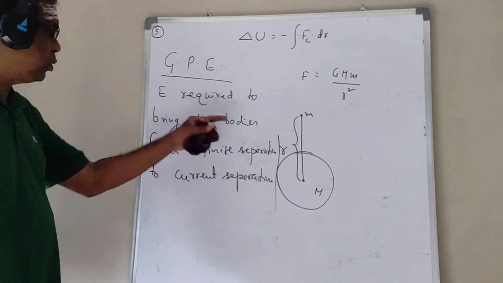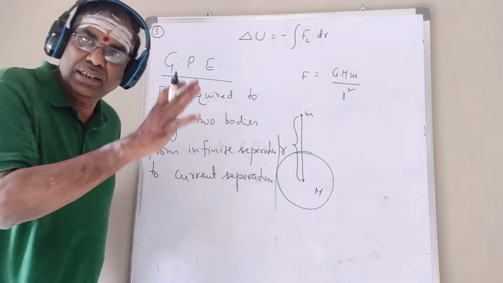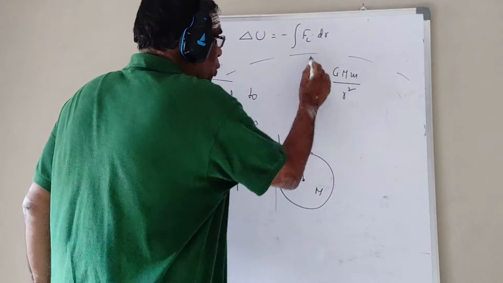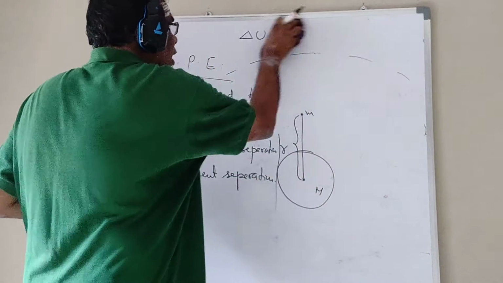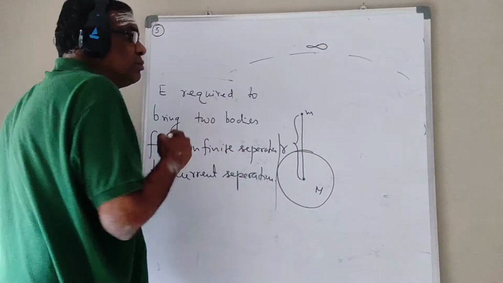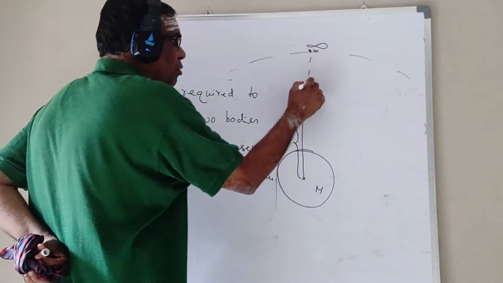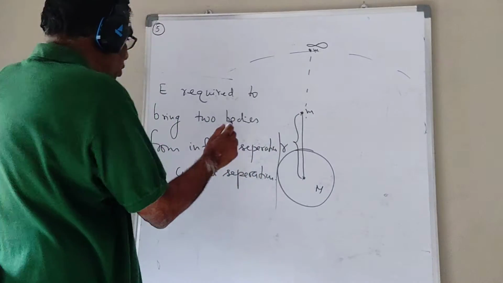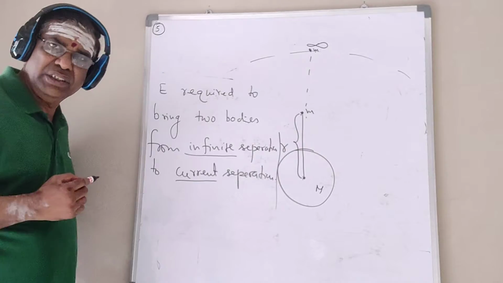Energy required to bring two bodies from infinite separation to current separation. Let us say this is Earth, the planet is one body, and it has its own zone of influence, which we call infinity. Now, from infinity I want to bring it to the current separation R, from infinity to the current position.